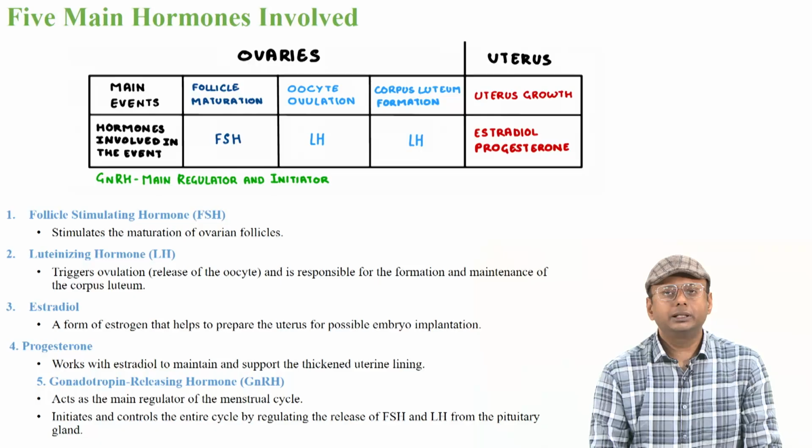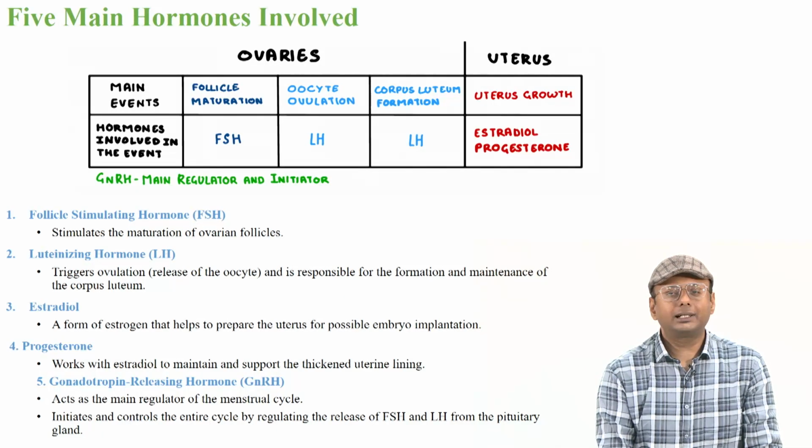There are mostly 5 different hormones that are involved. We will see exactly what their roles are and where they are secreted from. The first hormone we will discuss is FSH, or follicle stimulating hormone. This gets secreted from the pituitary, mostly the anterior part, and has a role in follicular maturation. Then the second important hormone, also secreted from the anterior pituitary, is the luteinizing hormone, or LH.